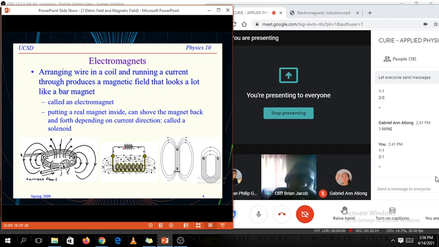Electromagnets. Arranging wire in a coil and running a current through produces a magnetic field that looks a lot like a bar magnet, called an electromagnet. Putting a real magnet inside can shove the magnet back and forth, depending on current direction, called a solenoid.